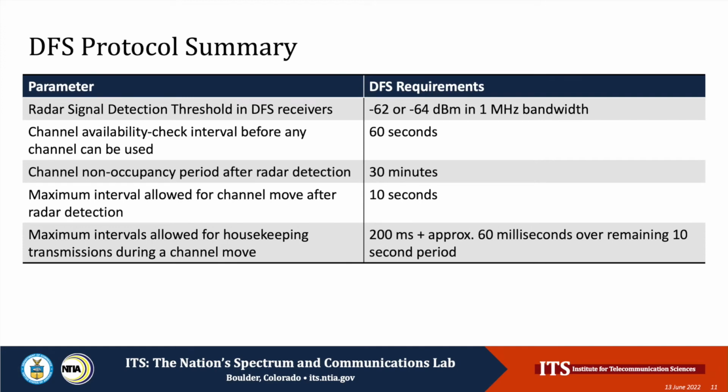Here's a quick table of some other parameters. The detection threshold requirement for DFS receivers is either -62 or -64 dBm in the receiver circuitry in a 1 megahertz bandwidth peak detected. The exact number is specified in the Code of Federal Regulations for certain circumstances. The availability check that has to be employed before any channel can be used is 60 seconds. 60 seconds of off time, quietly listening before a channel can be used, and if a radar turns up in that 60 seconds, then the channel cannot be used.